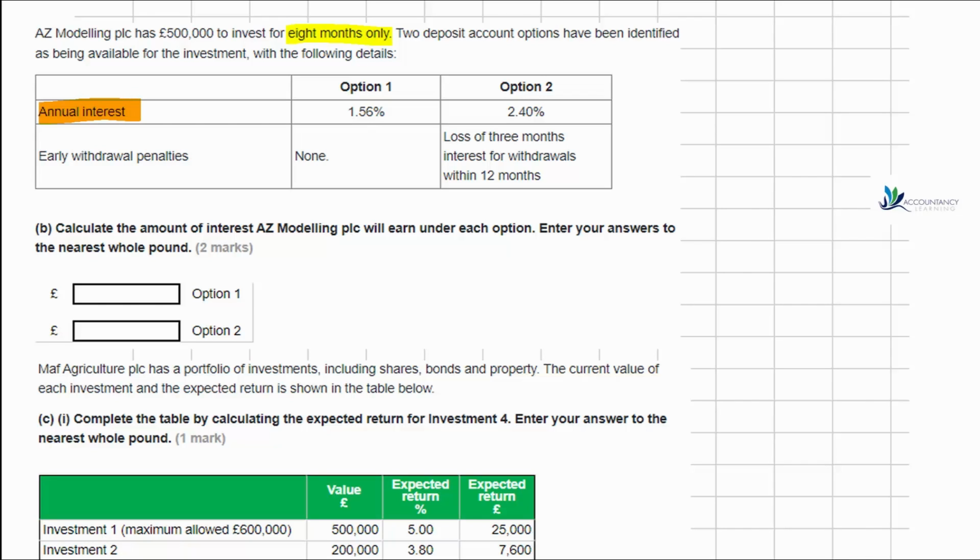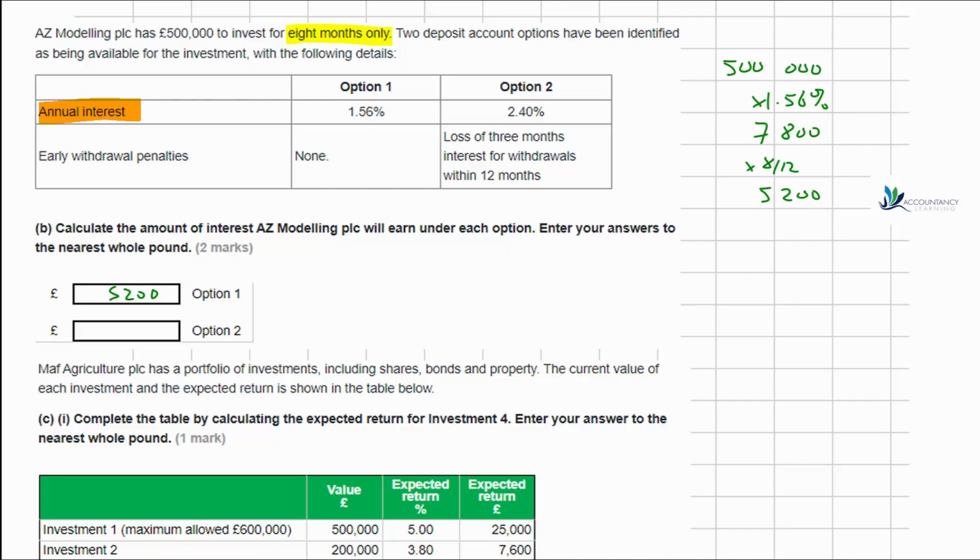So let's have a look at the calculation for this then. For option 1, we have 500,000 that we have available to invest, and we need to multiply by the 1.56% to give us our interest income for a full year of 7,800. However, we're only going to be investing for 8 months, so we need to multiply by 8/12, and that gives us income of 5,200. So that's our answer for option 1.